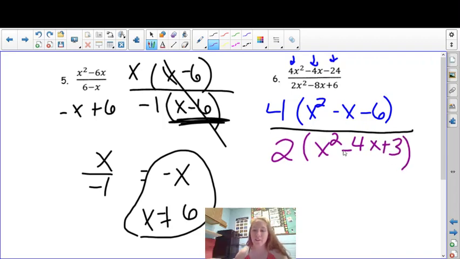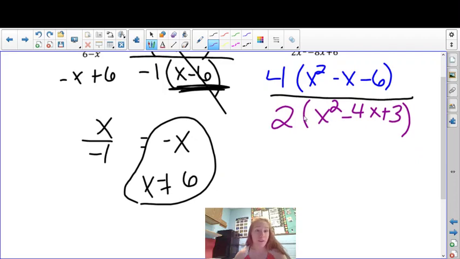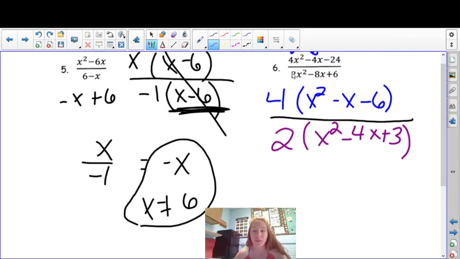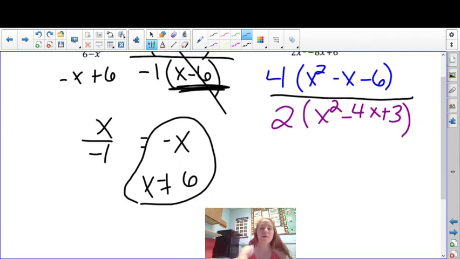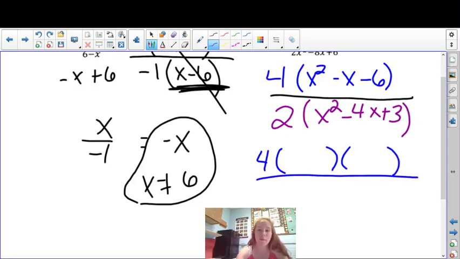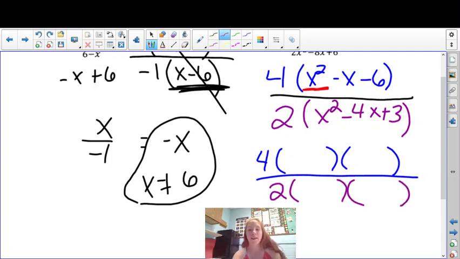Now I'm going to factor the easier forms or the simplified forms versus having to deal with that extra multiplication shoved in there. Now on top, I still have that 4, but I also have 2 sets of parentheses. On the denominator, I still have that 2, also followed by 2 sets of parentheses. The only way to get to x squared is x times x. I want to multiply to negative 6, add to negative 1. So negative 3 and 2.